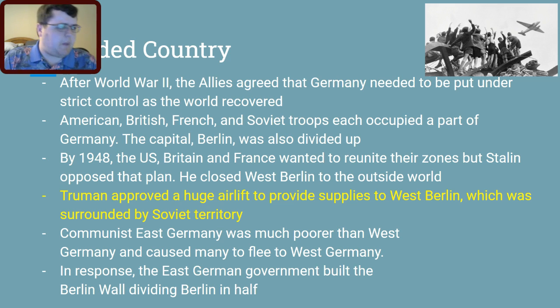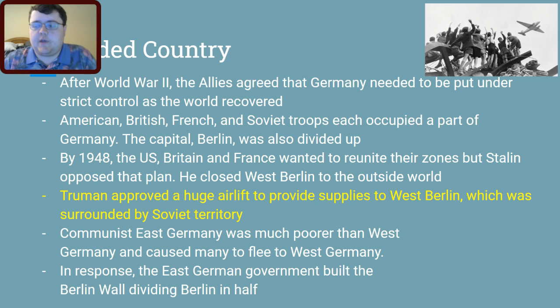But in response, the USSR decides to construct the Berlin Wall, dividing Berlin in half. And basically anybody who tries to get over that wall, who tries to escape, was in danger of either being arrested or just shot on sight. So again, put under this extremely strict government control from the USSR. Just one of these hot areas of this Cold War.